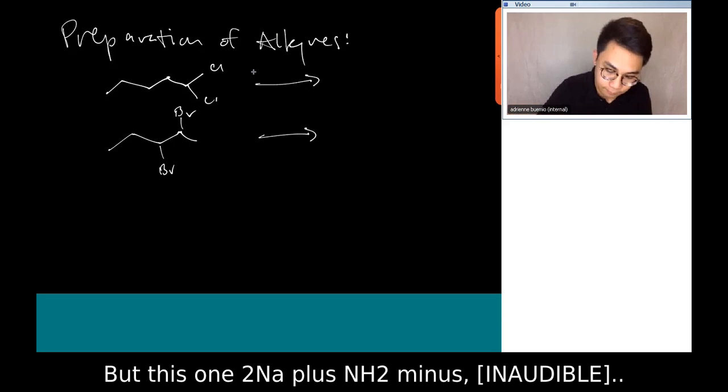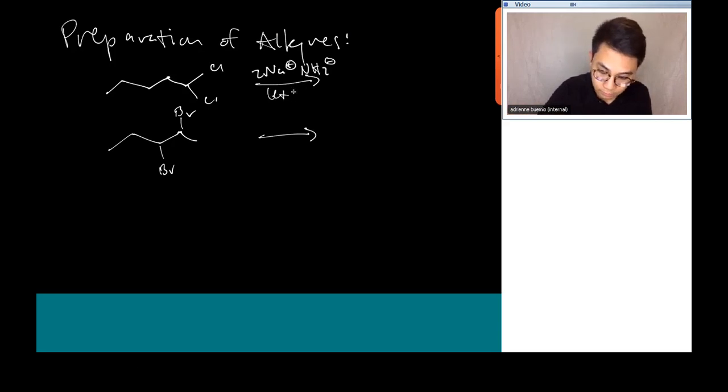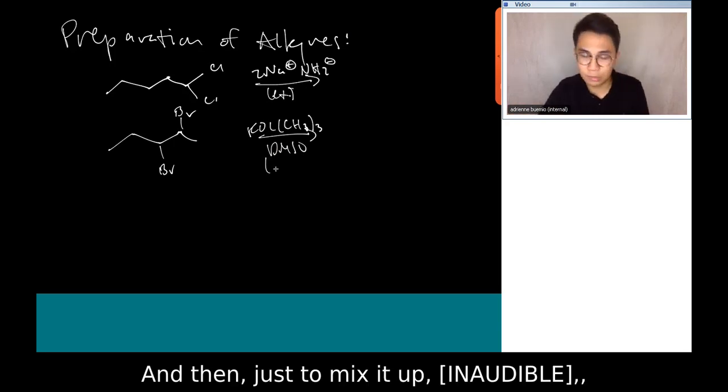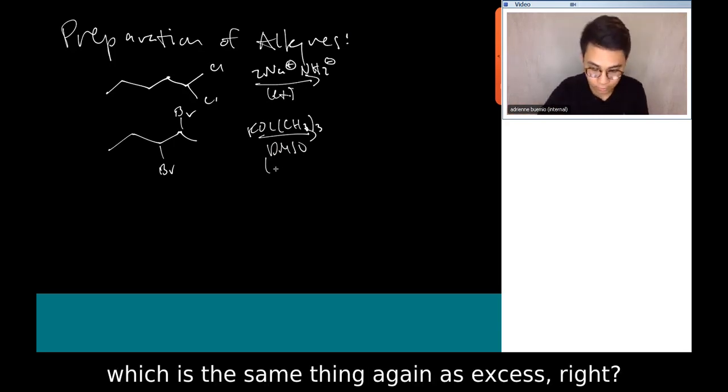Br, so it doesn't matter, but this one, 2 Na+ NH2−, first with excess. This one, KOC(CH3)3, DMSO, and then just to mix it up, two equivalents, which is the same thing as excess, right?